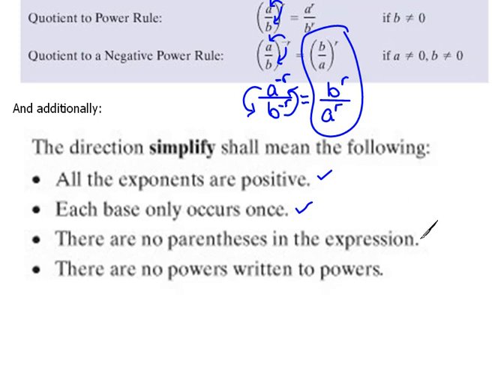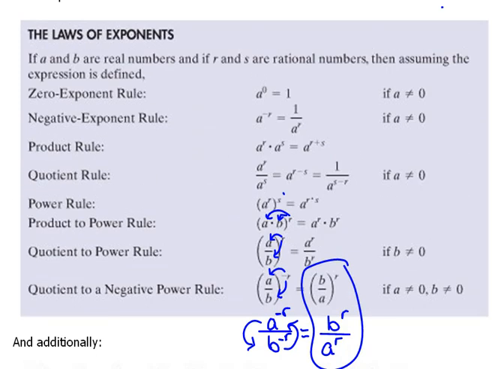There are no parentheses in the expression. We've cleaned up as much as we can. And there are no powers written to powers, because power to power you multiply. There's a rule that we can continue on with this. Okay, so if you need to, then you might want to stop the video and write down your rules and make sure that you remember all these exponent rules before we actually get into working problems. This will help you tremendously if you have these rules down pat before you begin.